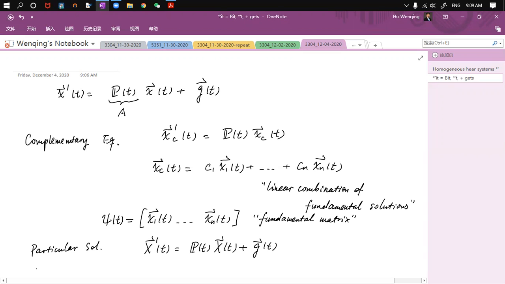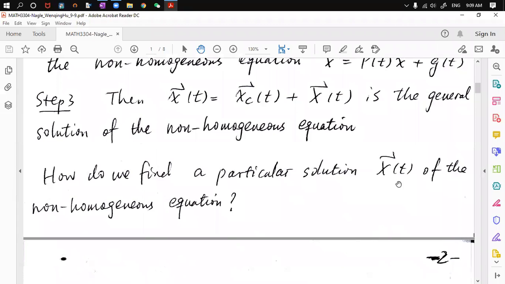So then you're going to say the general solution is given by x of t is equal to xc, the complementary solution, plus the particular solution. That's what you're going to have. So that's the panoramic picture of the major steps of how you find a solution to a non-homogeneous system. The point here is how do you find the particular solution.